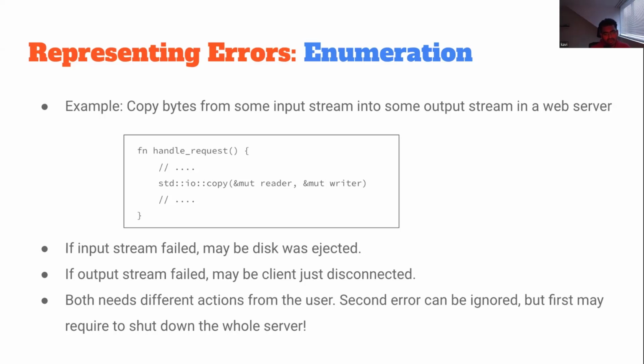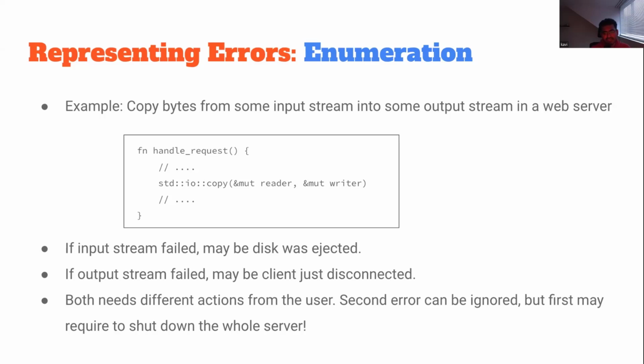So it depends on what type of error the user has. When I say user, I mean whoever calls this API, whoever calls this copy method, basically. They would have some control to handle the situation, right? So they can take different actions based on the error you return. For example, if it's just a client disconnect, then basically they can ignore it.